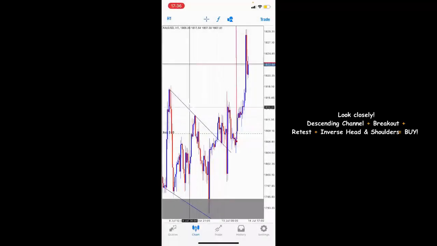At this current level over here, it was a descending type structure, breakout, retest, and then continuation to the upside.